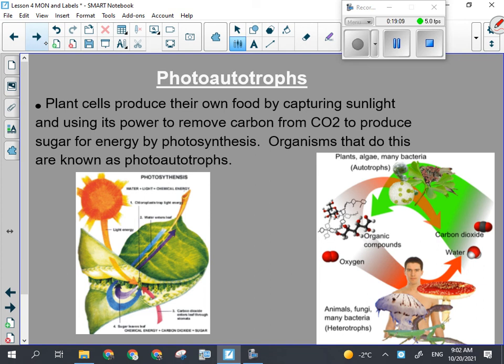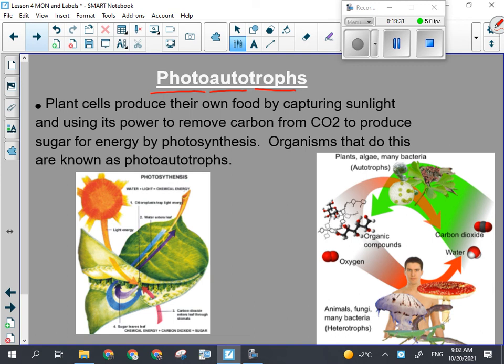All right. Other mode of nutrition. The other mode of nutrition is photoautotroph. So we had chemoheterotroph, chemical other feeder. Photo means light. Auto means self. Troph, feeder. So light self-feeding. These organisms are photosynthetic.